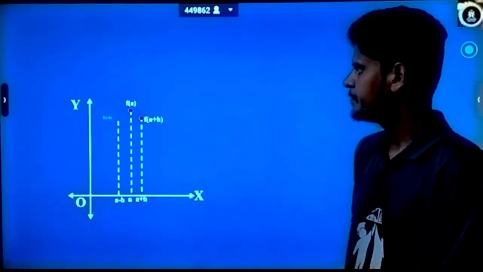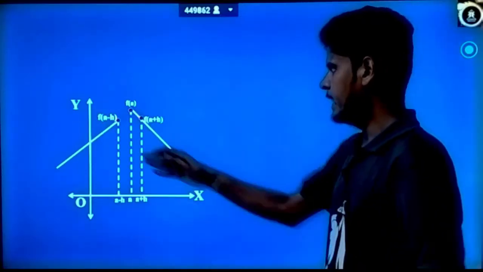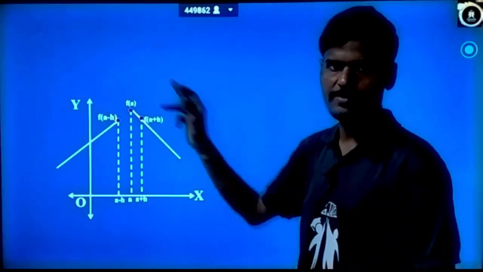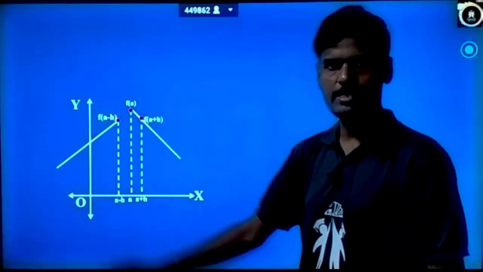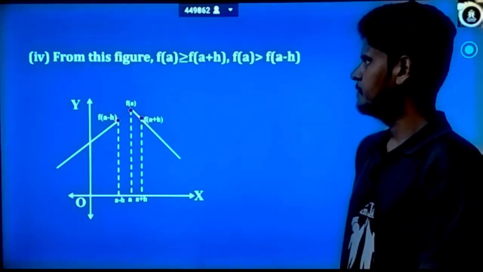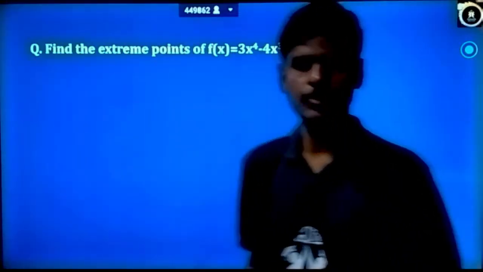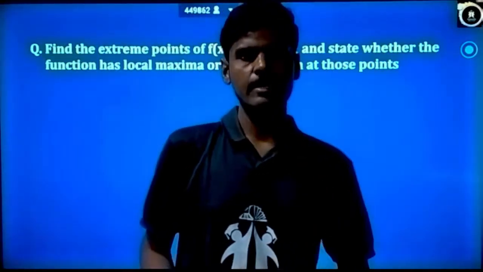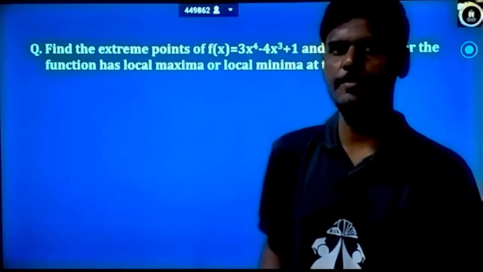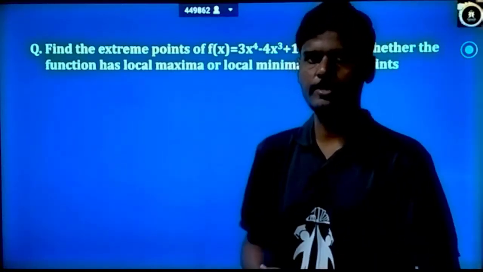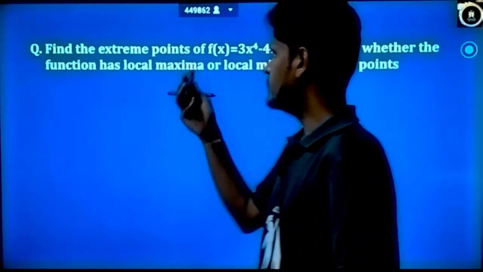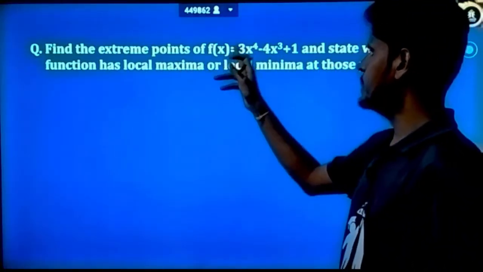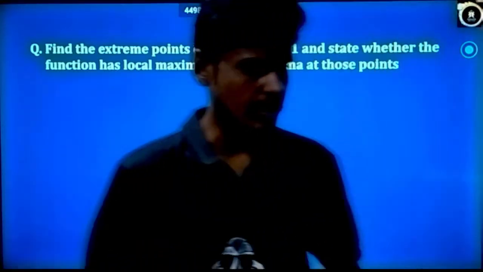Next case. Again, now the right hand limit and function value are the same, but the left hand limit is lesser. So this is how we should find. Using the basic definition of maxima or minima, we have to check whether the function has a maximum or minimum value for discontinuous functions.